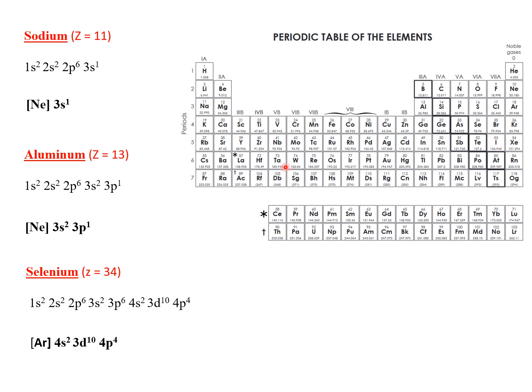In the same way, without writing the long version of the configuration, you can directly write the shortened version, the noble gas shortcut, by reading through the periodic table. I hope now you understand how to write the configuration, how to read the periodic table and noble gas notation.